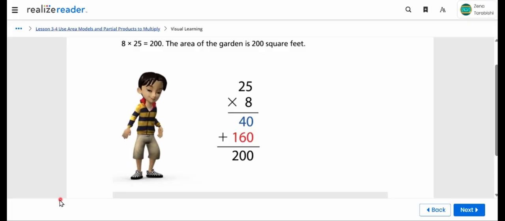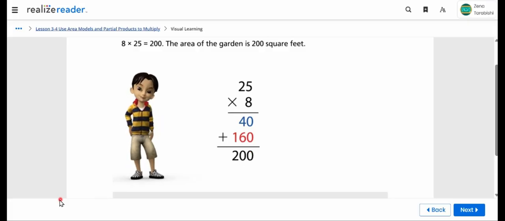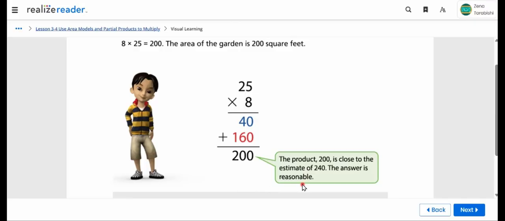The area of the garden is 200 square feet. The product, 200, is close to the estimate of 240. The answer is reasonable.